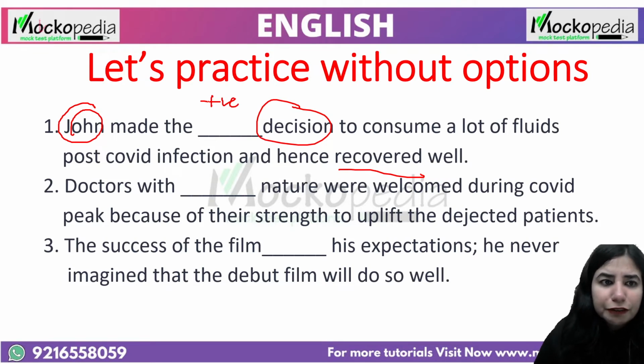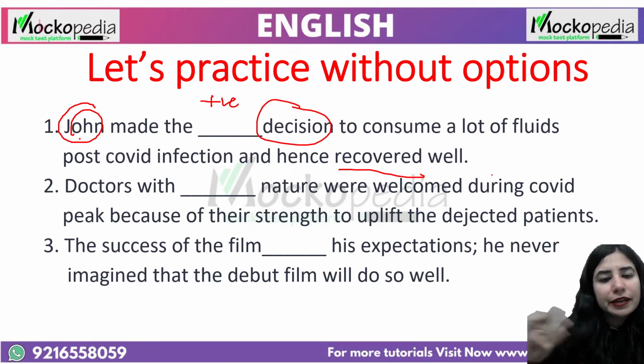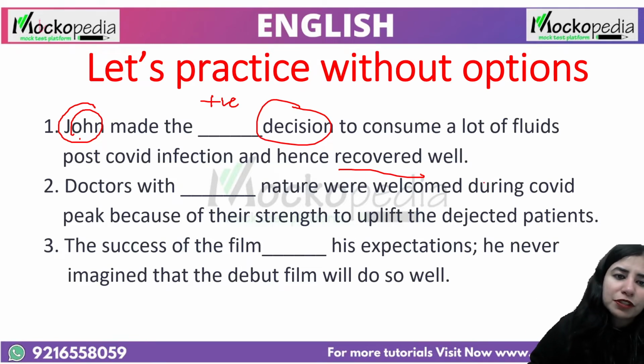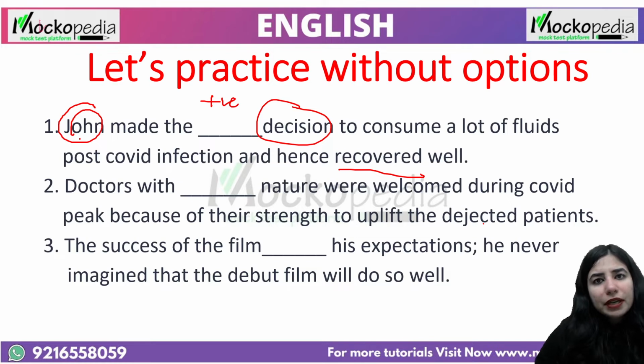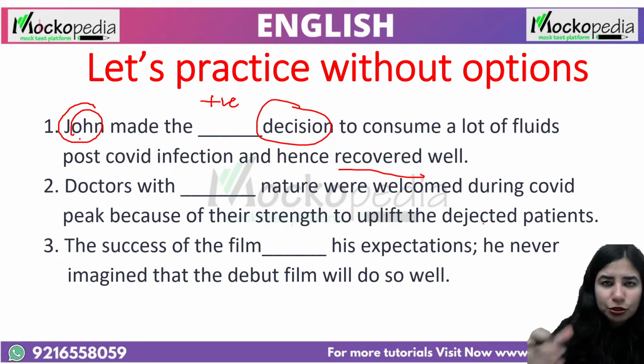So, as simple as this, right? Did it take a lot of time? No, we just said, what are we talking about, John? What is the additional information that he consumed a lot of fluids and recovered well? So, what sort of a decision would it be? It would be the right decision or the positive decision. That is it. Now you are done. You've actually applied the steps. Transition words, I'll talk in detail in a little while. So let's take a look at the second question.